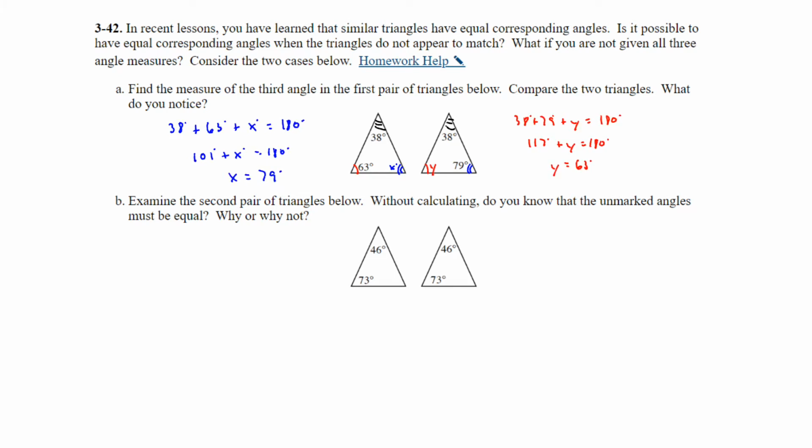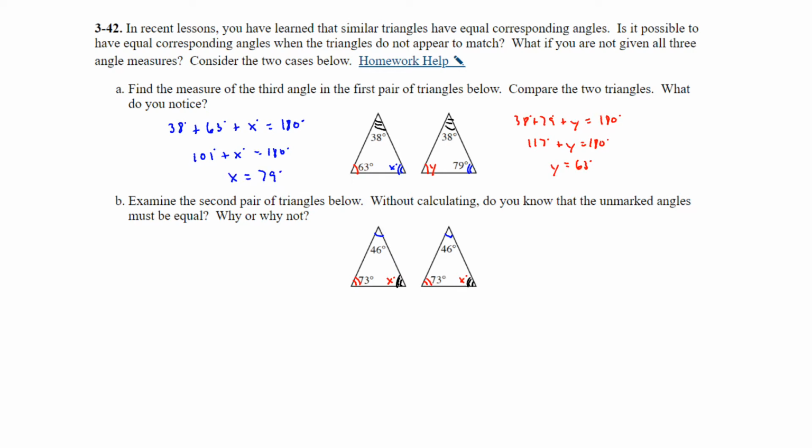Part B, examine the second pair of triangles below. Without calculating, do you know that the unmarked angles must be equal? Why or why not? Now this one's a little different than the one above. What you'll notice is that 46 degrees is equal to 46 degrees. 73 is equal to 73. So based on what we did above, 46 plus 73 plus the angle that's missing is equal to 180, then those two equations are going to be exactly the same, which means this third angle will also be equal in both of the triangles.